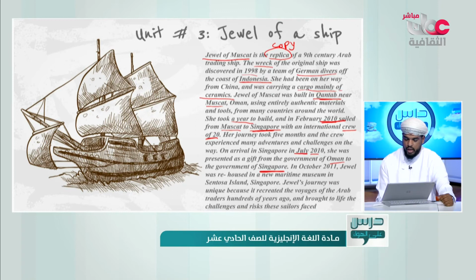Jewel's journey was unique because it recreated the voyages of Arab traders hundreds of years ago and brought to life the challenges and risks these sailors faced. So this is the story of Jewel of Muscat, which was given as a gift to Singapore.